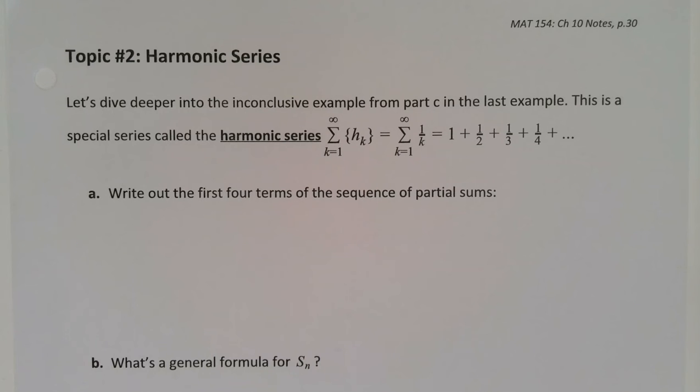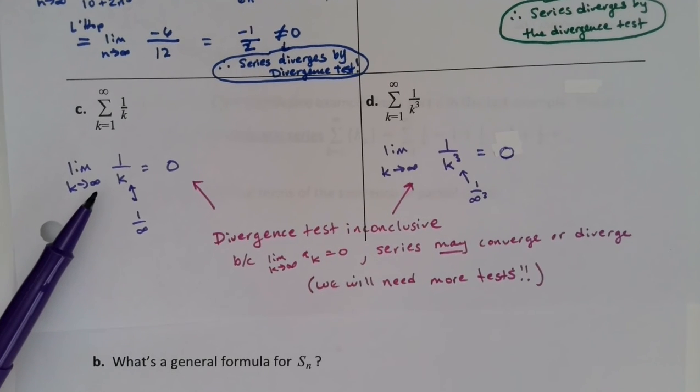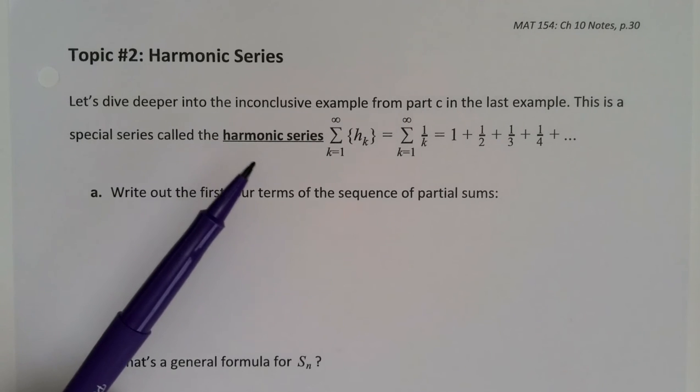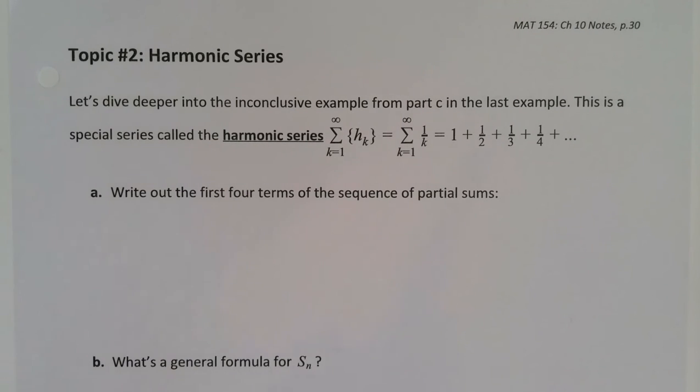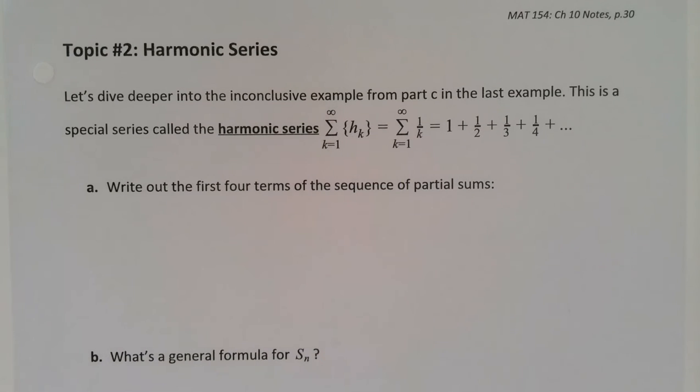I kind of intimated there at the end of the last video that that portion from the previous problem, which was part C, is a very important thing to look at. It's called the harmonic series. So you know if it has its own name, then it's got to be important, right? And it is. The harmonic series is something that's going to come back again and again. It's a very important and very mathematically intriguing series.